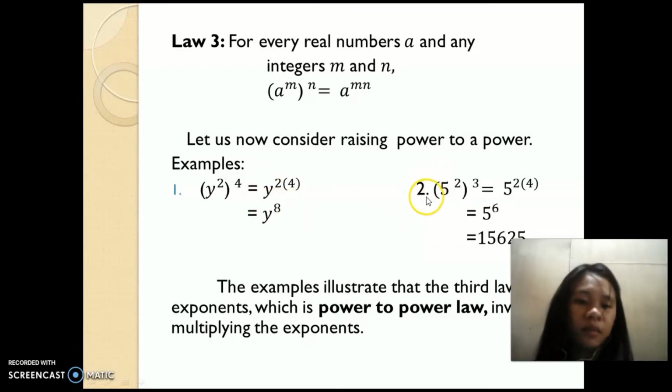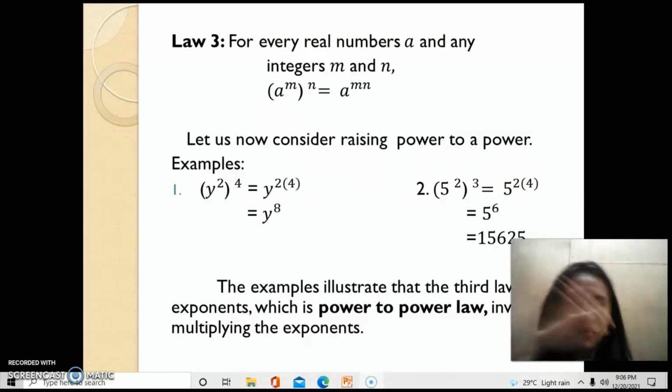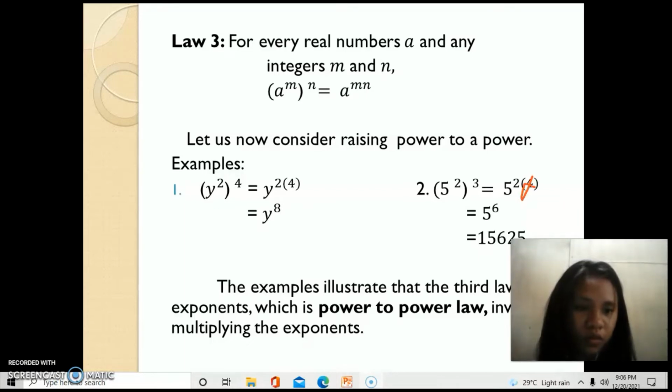Another example, we have 5 raised to 2, to the power of 3, is equal to 5 raised to 2 times 3. Sorry, this is 3. Here, this is wrong because we have 3 here. I was wrong for including this one. So we just multiply the exponents. 2 times 3, we have 6. So 5 raised to 6.